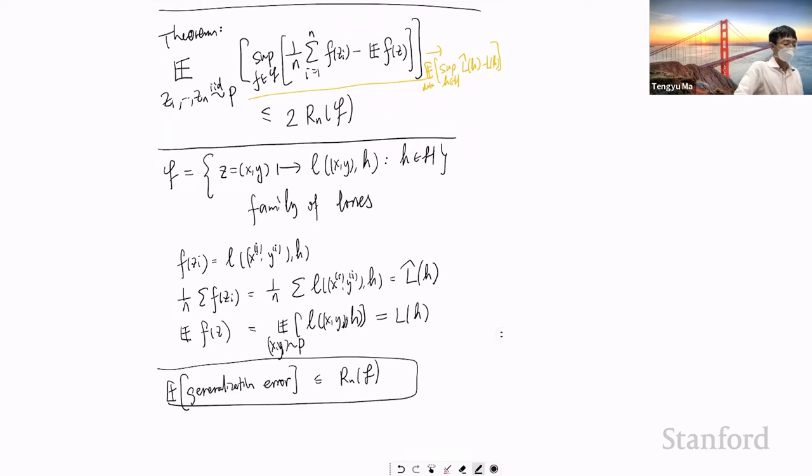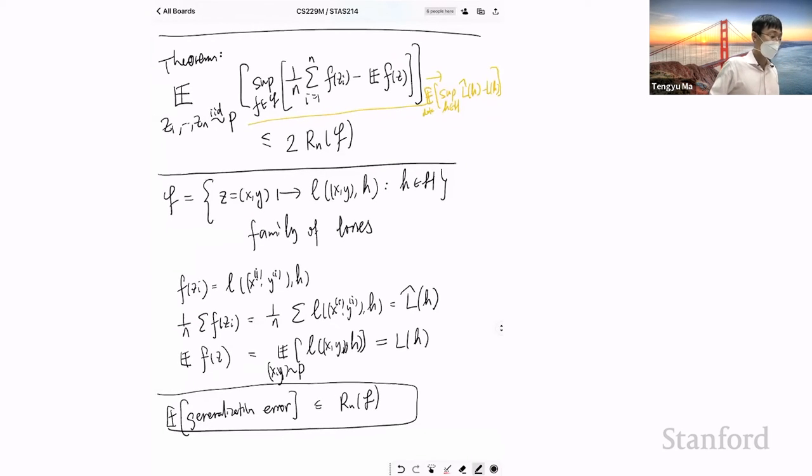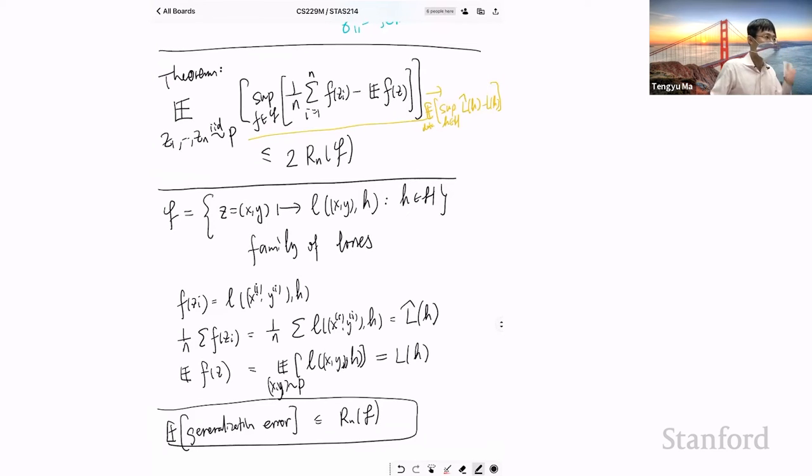Is this the sup of the absolute value of the difference? No, there's no absolute value here. That's a great question. It becomes a little bit trickier if you add absolute value. First of all, you need a slightly different proof, and second, you're going to have a different constant instead of 2, probably 4. The cleanest way is that you don't do absolute value in this theorem; you do the absolute value in the outer layer. Actually, you don't even technically need absolute value anywhere, because eventually you only care about one side of the bound when you do the generalization error.